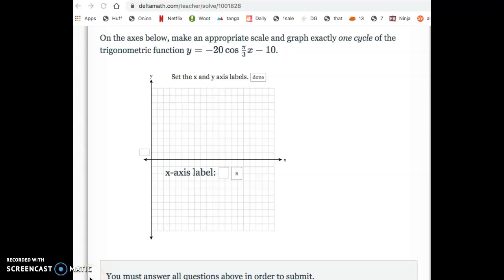Hey guys, I'm going to teach you how to use Delta Math to create the graphs. Now some of you probably could do this just fine without me, but I thought I'd give it a shot and show you how to do it. Also, a nice little review. So I'm going to have you do some Delta Math to see how you did with graphing.